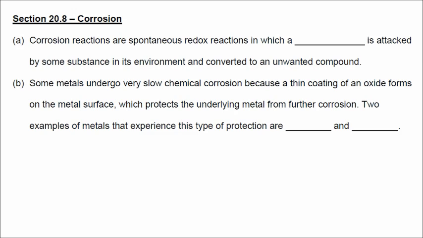Corrosion reactions are reactions in which a metal is attacked by some substance and converted into an unwanted compound. Some metals undergo very slow chemical corrosion because a thin coating of an oxide forms on the metal surface, and this protects the underlying metal from further corrosion. Two examples of metals that experience this type of protection are aluminum and magnesium.